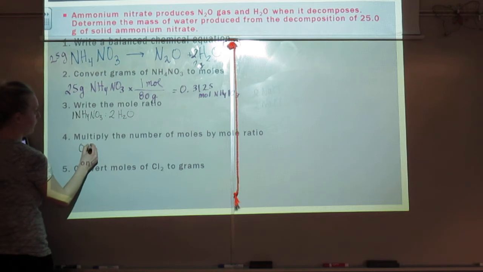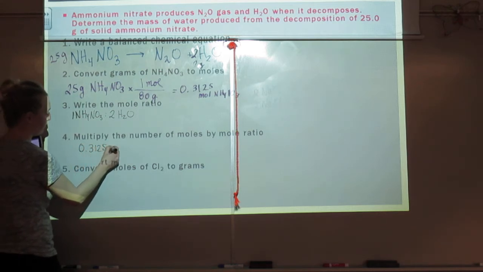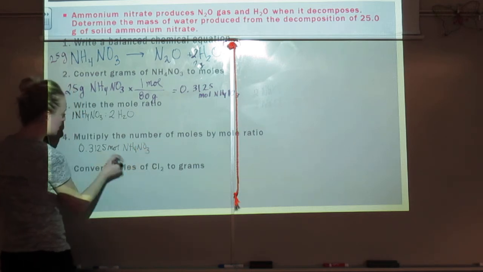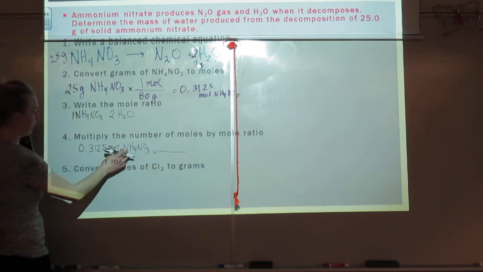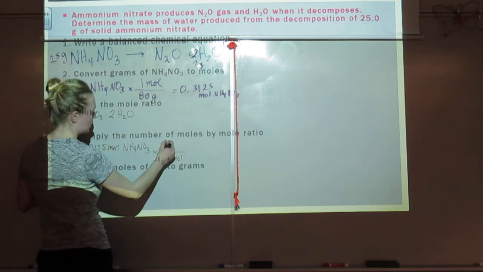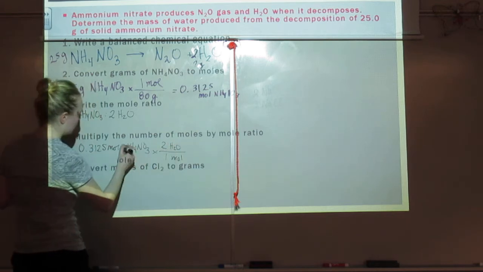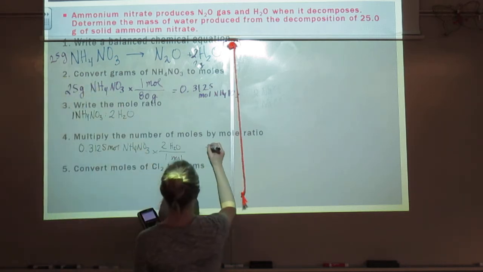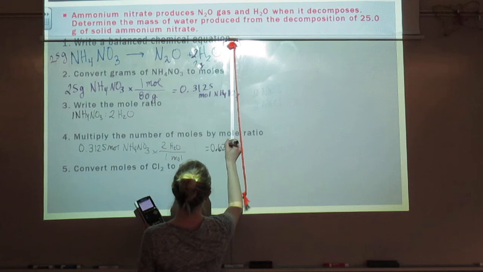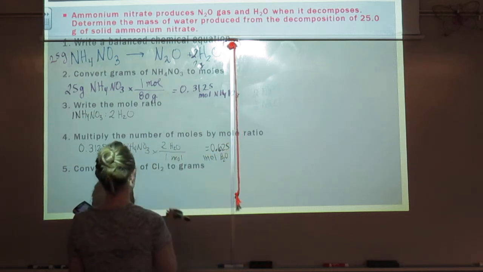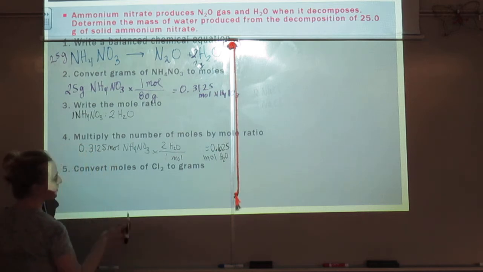Okay, multiply the mole by the mole. We've got 0.3125 moles of the NH4NO3. And check your mole ratio. For every 1 of this, I have 2 of that, so 1 goes on bottom, 2H2O goes on top. I'm going to multiply that by 2. 0.3125 times 2 equals 0.625 moles of water. And last step, convert moles of that to grams.